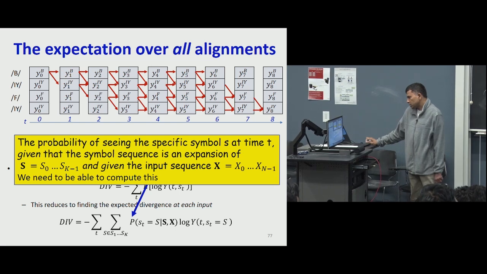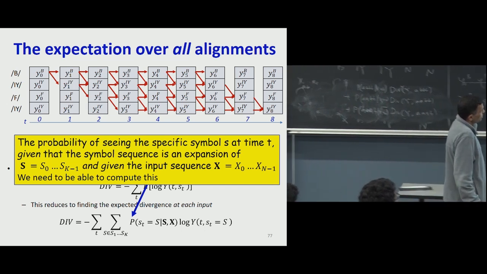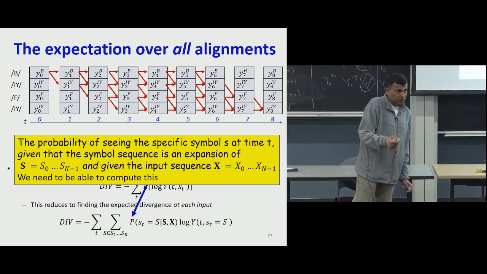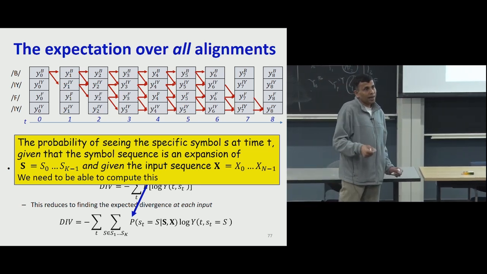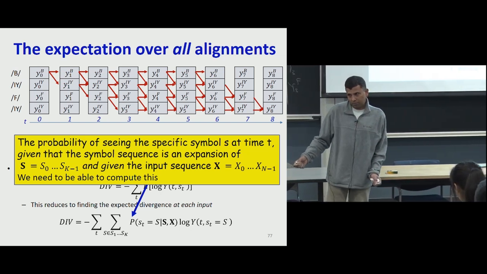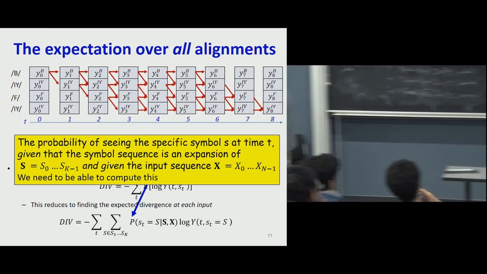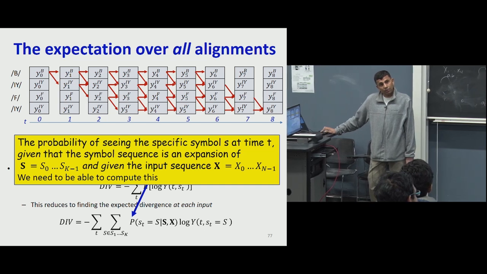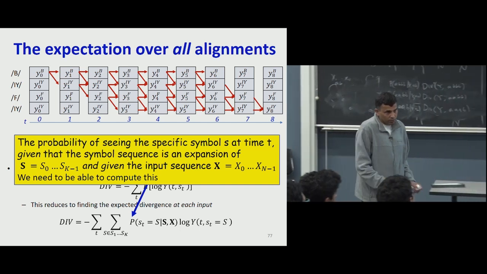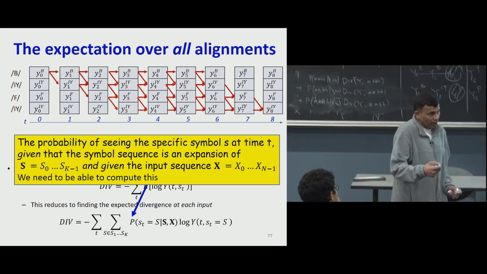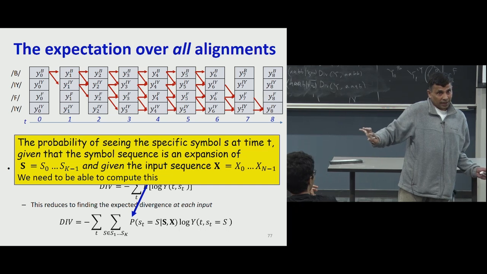this problem now reduces to computing this a posteriori probability term, which is the probability that a specific symbol S occurs in the alignment at time t, given everything. This becomes the real problem. Now, what is that probability? So this term over here is the a posteriori probability of having a specific symbol in the alignment at time t, without considering anything else.